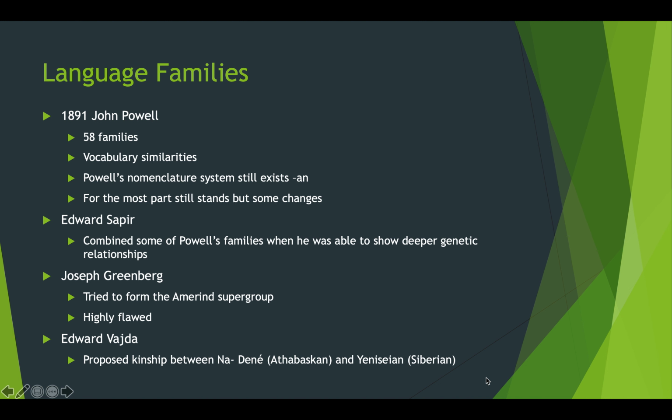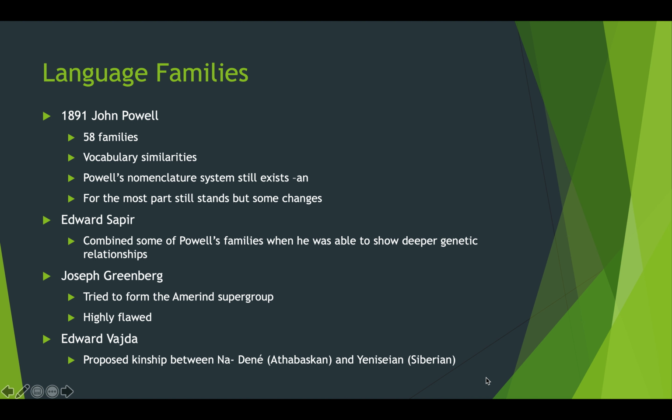Edward Sapir, who's a famous linguist and anthropologist, came along and he was able to combine some of Powell's language families to show this deeper genetic relationship. And so it narrowed down that 50 down to the 30 that we talk about today. Joseph Greenberg, he tried to form a supergroup. So he built on the work that Edward Sapir did and said, well, if we were able to get down from 58 to 30, maybe these 30 language families are all related to each other too.